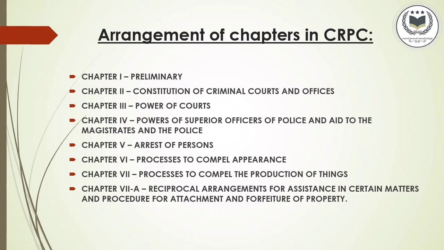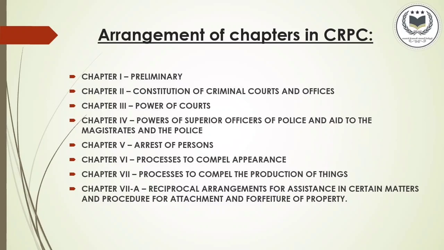Now the arrangements of chapters in CrPC. Chapter 1 Preliminary. It has total 5 sections. Chapter 2 Constitutions of Criminal Courts and Offices. It has total 21 sections. Chapter 3 Power of Courts. It has total 10 sections. Chapter 4 Power of Superior Officers of Police and Aid to the Magistrates and the Police. It has total 5 sections. Chapter 5 Arrests of Person. It has total 29 sections.